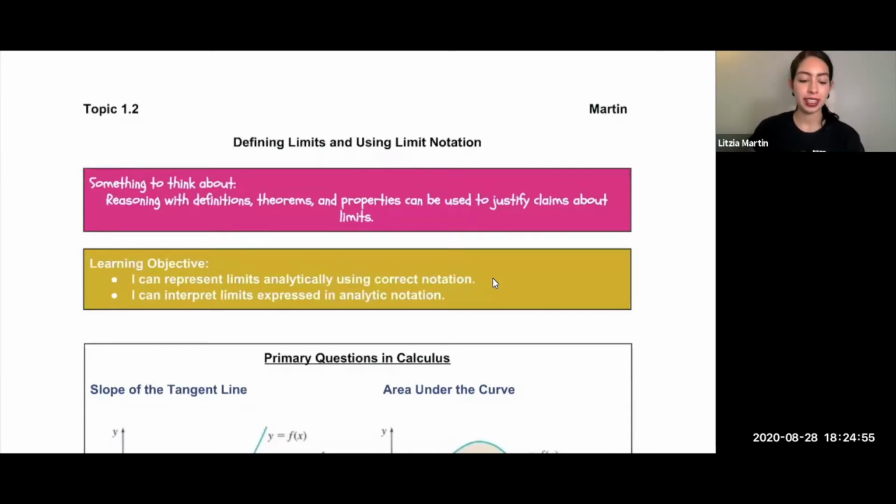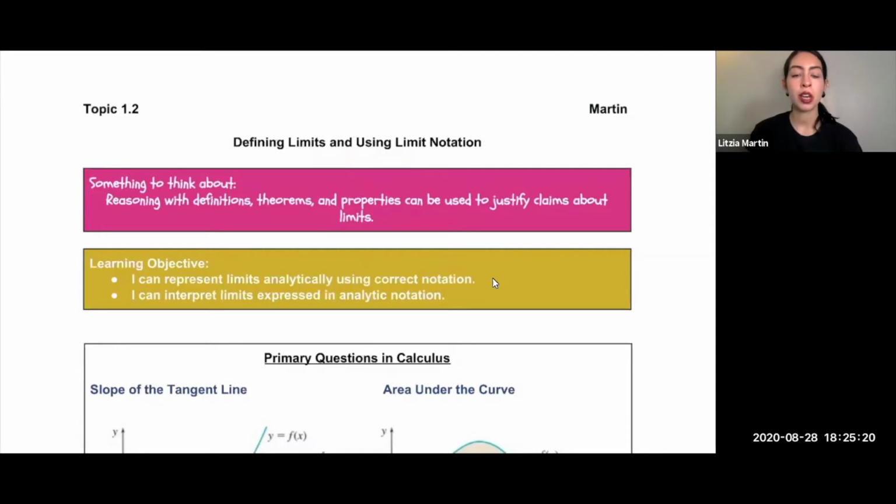Hello, so in this lesson we're going to go over topic 1.2 of Calculus AB and BC, and this is going over the definition of limits and how to use limit notation. So something to think about as we're going through this lesson is reasoning with definitions, theorems, and properties can be used to justify claims about limits.